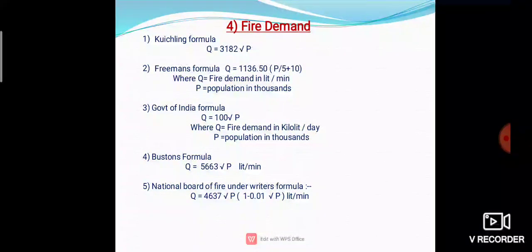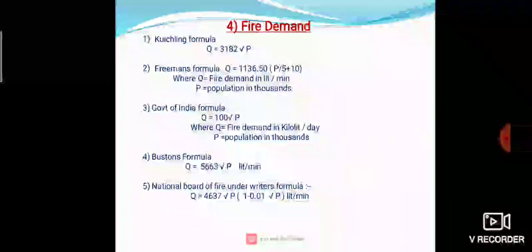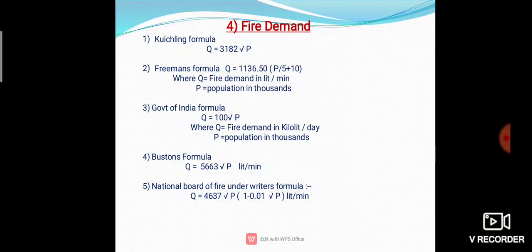So there are 4 to 5 formulas for calculating fire demand. They also mention Kuichling's formula, then Freeman's formula, and the Government of India formula. We always use this formula: Q equals 100 root P. It's a simple formula. Then Buston's formula, and next is the National Board of Fire Underwriters formula.